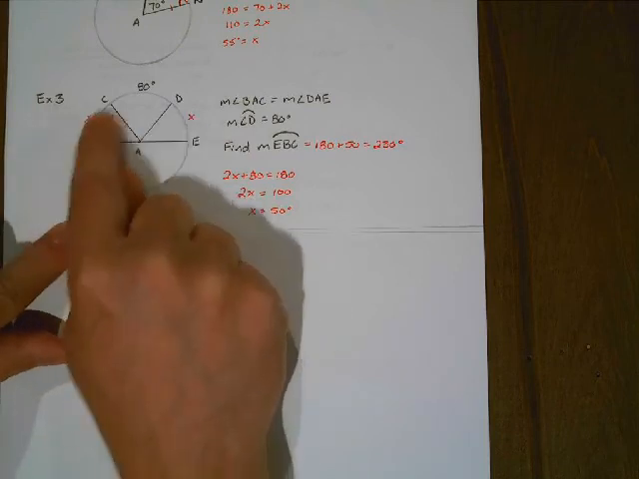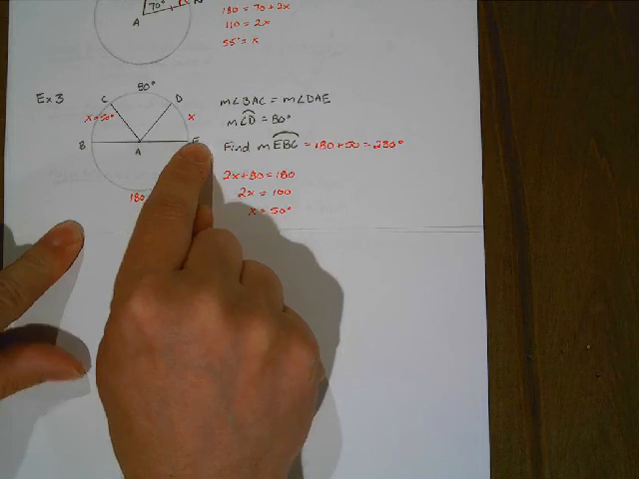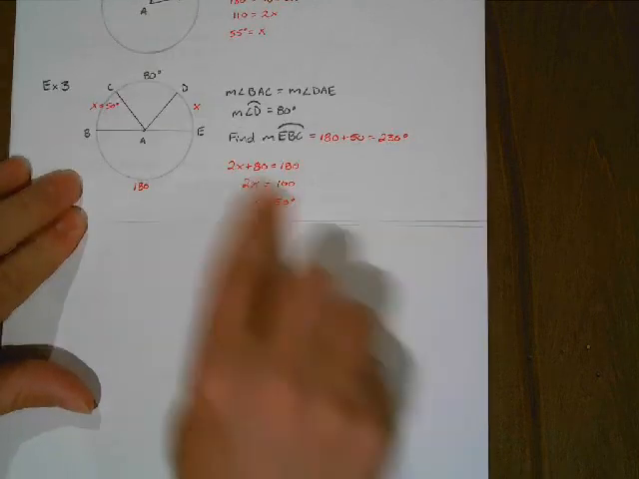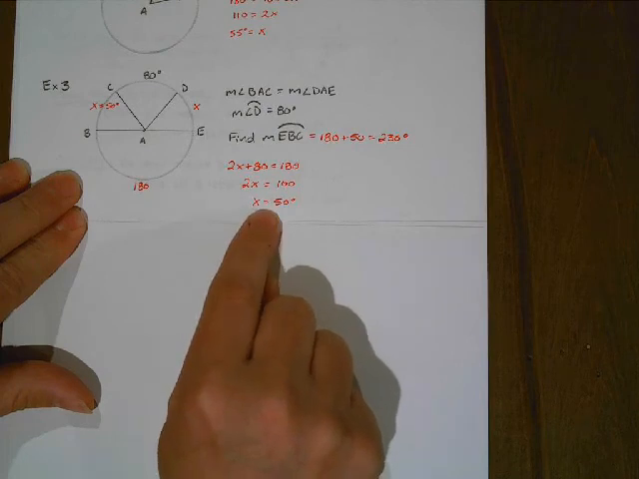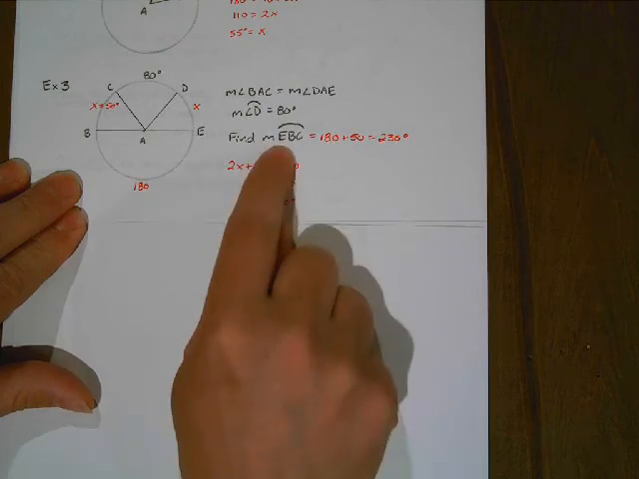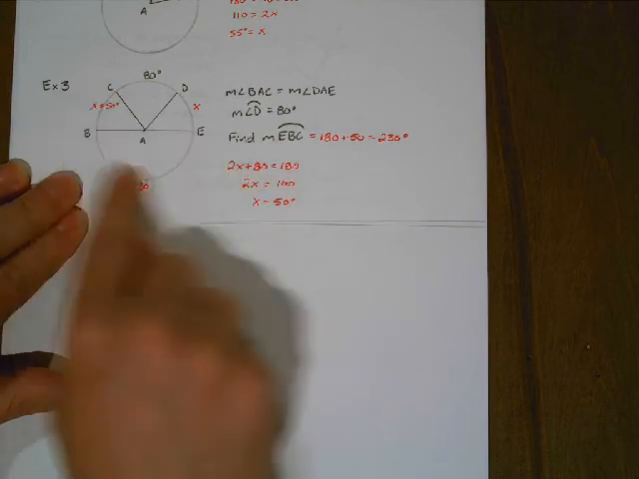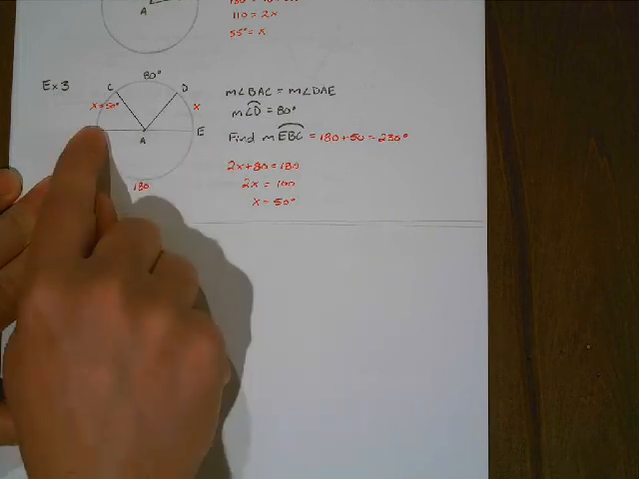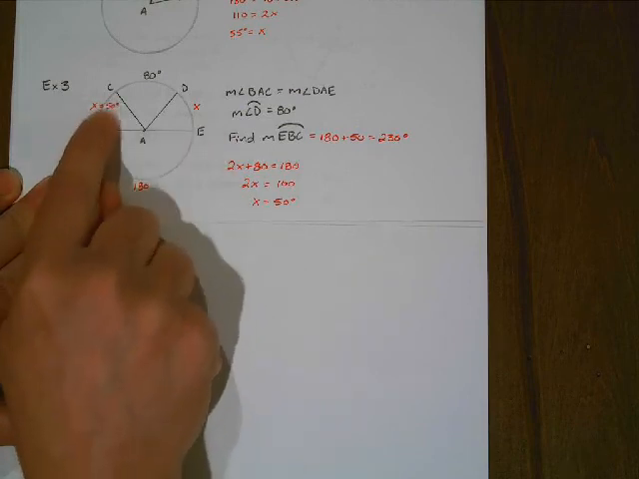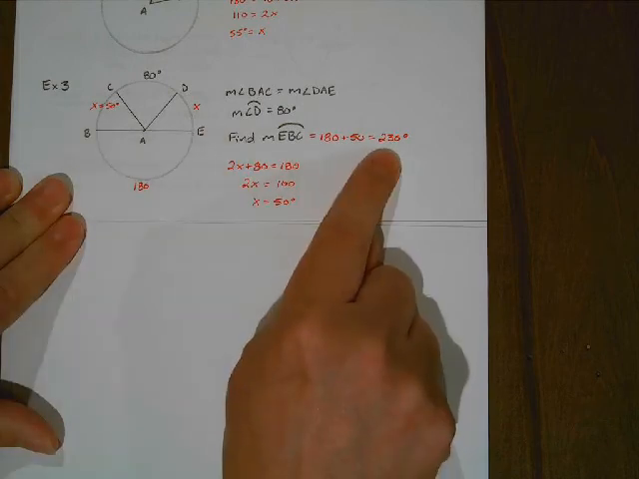And then these three arcs together make 180 degrees. So then I can just do 2x plus 80 equals 180 and find out that x is 50. And then if I wanted to find EBC, EBC is all of this. So 180, that's from E to B, and then plus this arc right here, 50. So I did 180 plus 50 and got 230.